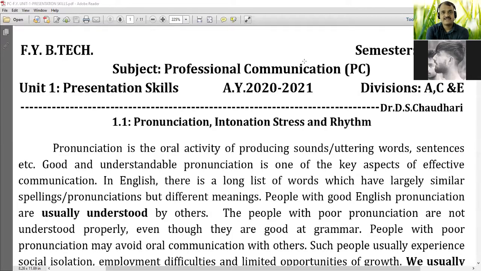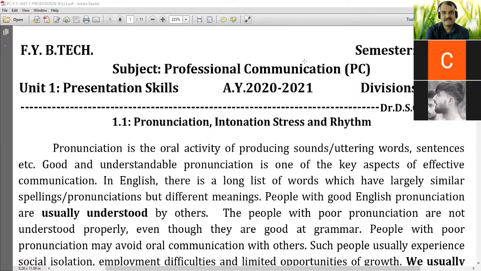Initially, we had started with the concept of pronunciation as it is visible on the screen, right? We had seen the definition, the importance of good pronunciation, the bad effects of bad pronunciation, right? After that, we had moved towards two important concepts related to pronunciation, that is intonation and stress. Do you remember it or not? Yes, sir.